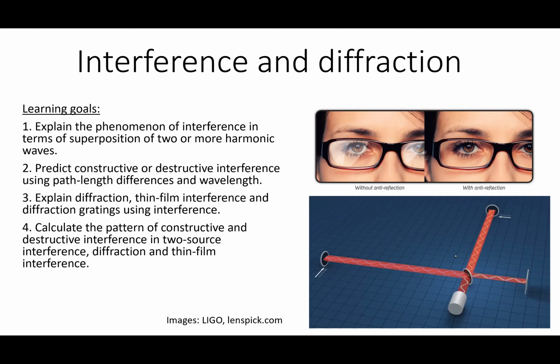So today we're going to be talking about interference, which we've kind of introduced previously, but there's a lot of phenomena related to interference that we need to talk about. That's going to include things like two-source interference, diffraction, functional things like thin film interference, and interferometers, which is a way that we measure really tiny distances.